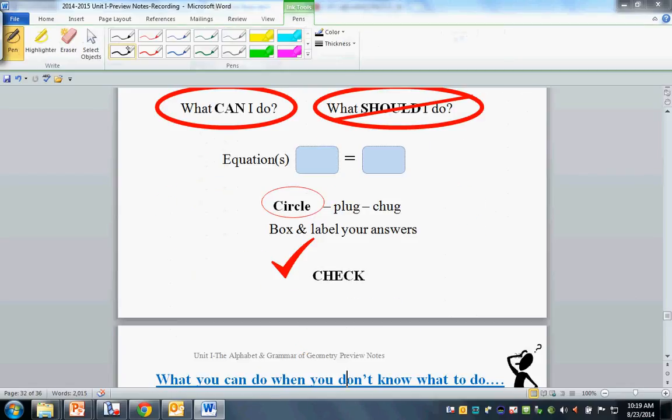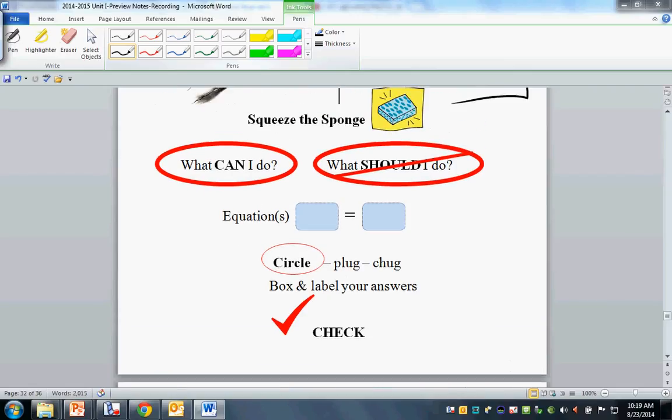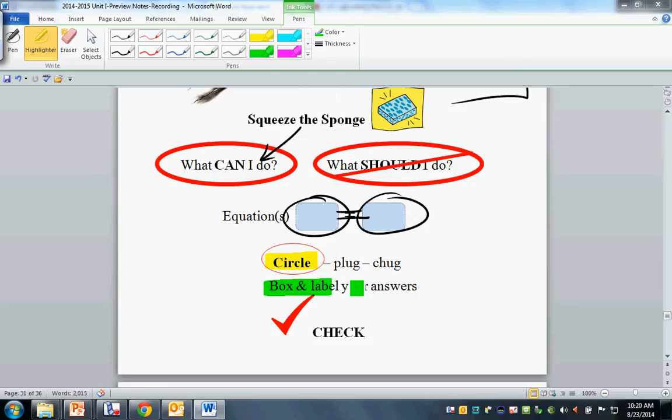There's a technique I call squeeze the sponge, in which you are never passive in this class. If you don't know what to do, you start working on what you can do and that you are familiar with. You never allow passivity to keep you from attempting something. When you write out equations, you will physically write out all equations. You never keep them in your head. You write them out with two sides and an equal sign. When you use equations, you're going to physically do circle, plug, chug. As you work through equations, you will box and label your answers so you don't get lost. And then you'll take a moment and check on your work. I'm going to work this through with you on a couple problems.